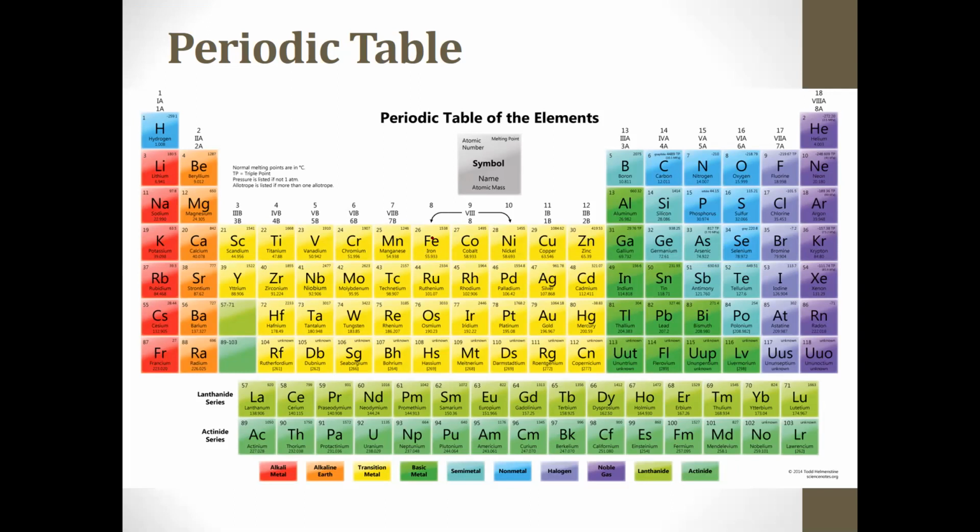So you can find the symbol, the name, and also two major pieces of information. You can find the atomic number on the top and the atomic mass on the bottom. Like this, you can get at least a few key pieces of information about each element from the periodic table of the elements.